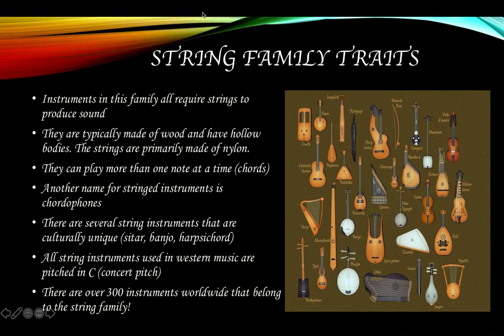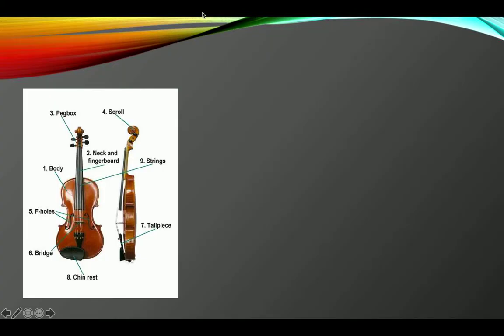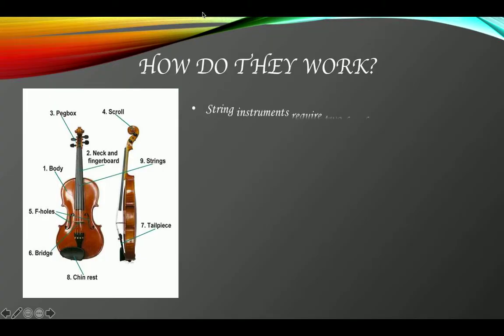There are over 300 instruments worldwide that belong to this family. I would say the string family is probably the second biggest family next to the percussion family. The percussion family is way bigger than the string family. If you look at the picture, you can see a lot of the different instruments that belong to this family too. So how do they work?